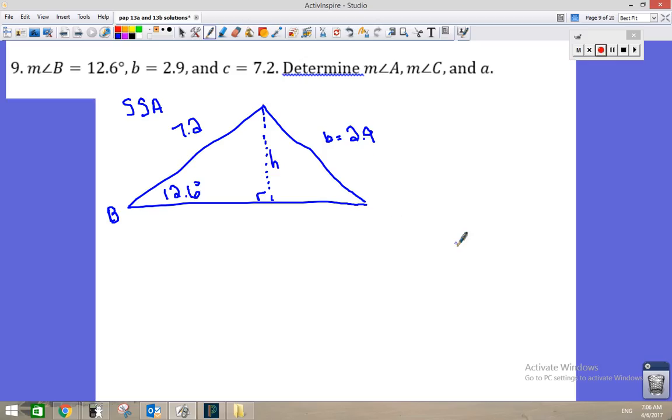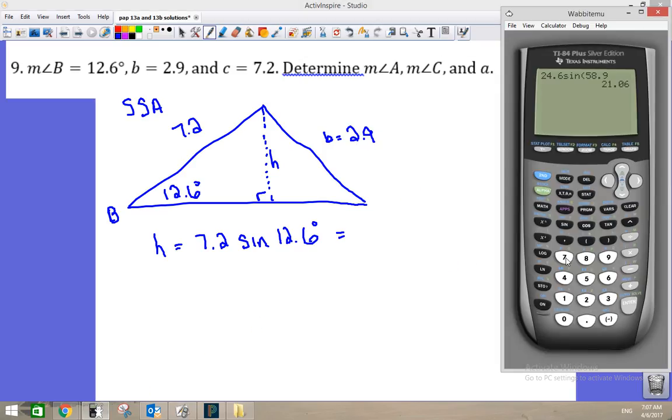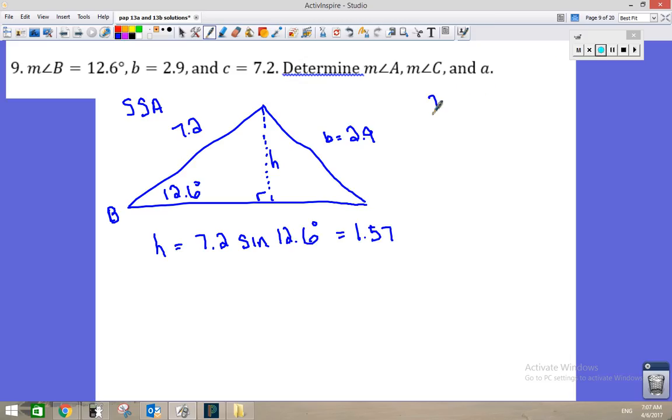So let's see what we have here. Let's find the height of this triangle. Let's take this right triangle that's formed here, this hypotenuse 7.2 times the sine of 12.6, and that'll give us the height of this triangle, and then we can compare it against this 2.9. Alright, so I've got 7.2 times the sine of 12.6, 1.57. Okay, well, the 2.9 does cover that. So there's going to be two triangles in this problem. There's going to be two solutions.